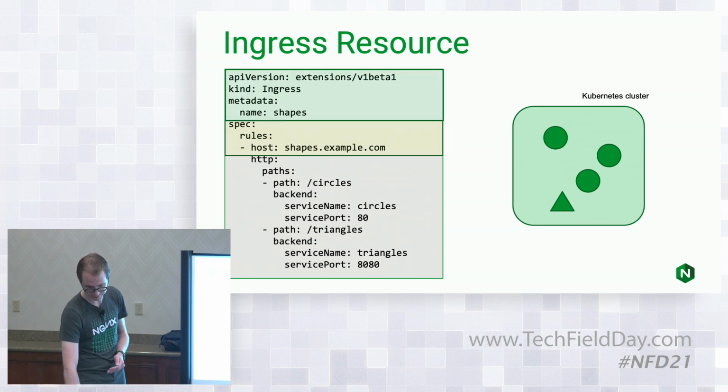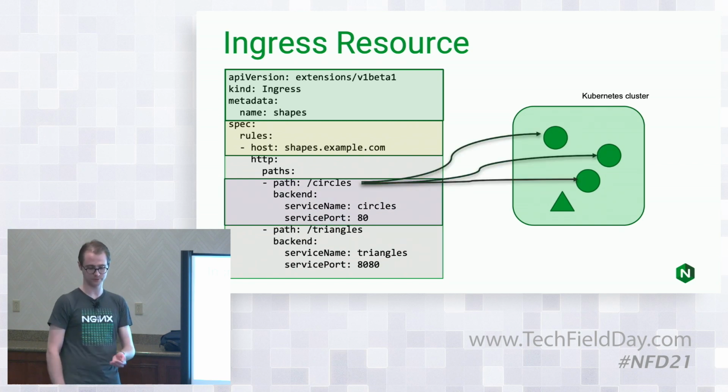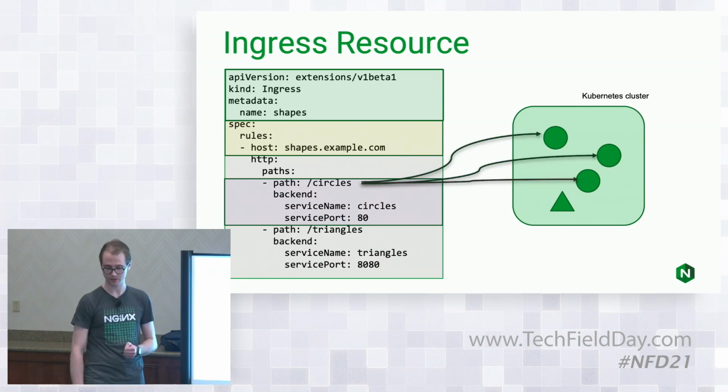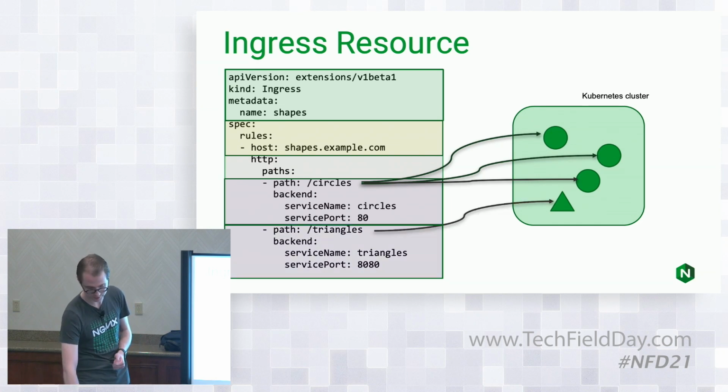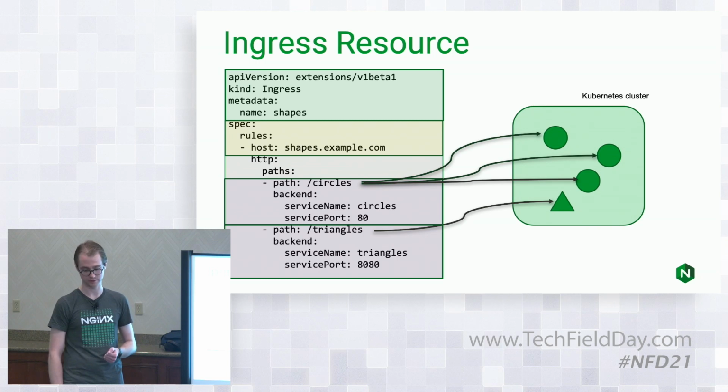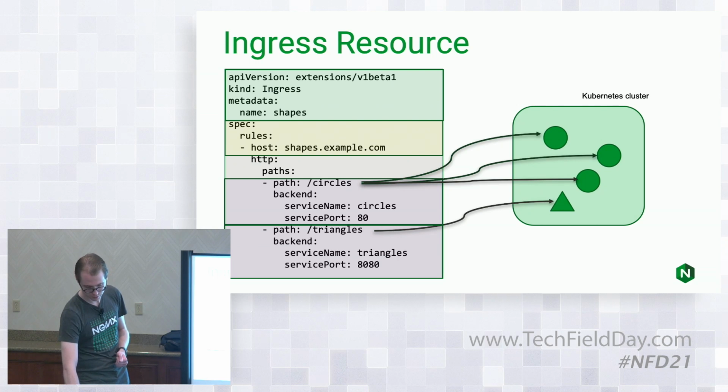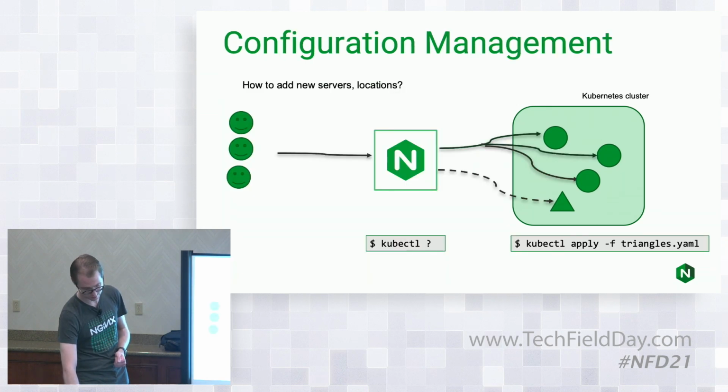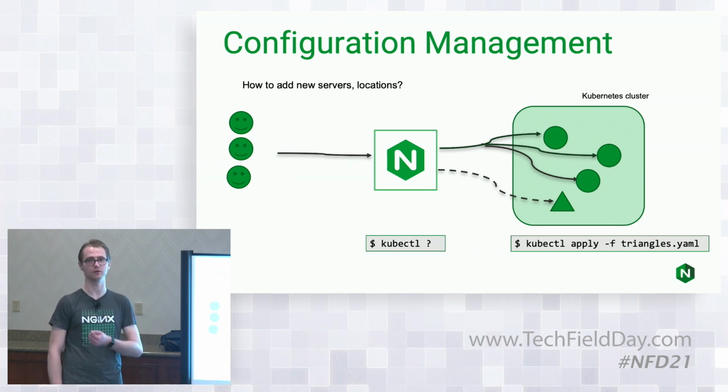So for requests whose URI starts with /circle, we want to route them to the circle pods, and requests with a URI that starts with /triangles, we want to route to the triangle pod. The Ingress Resource, again, is a built-in resource in Kubernetes, and it allows us to define this configuration. So there is an answer to the question of whether we can also manage load balancing configuration through the Kubernetes control plane: we will use Ingress Resources for that.